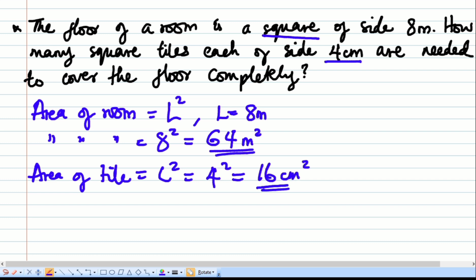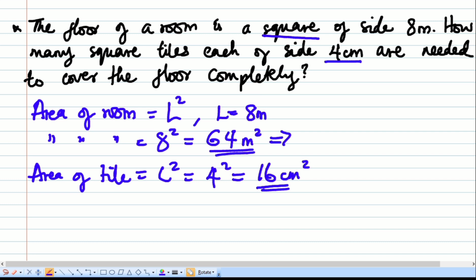For us to know how many square tiles are needed to cover the floor completely, we need to divide the area of the room by the area of the tile. We want to share the area of the room amongst these tiles to see how many tiles can completely cover the room. The only challenge is that the area of the room is in meter squared, while the area of the tile is in centimeter squared. We cannot work with 2 different units, so we need to convert one to the other. Either we convert meter squared to centimeter squared, or centimeter squared to meter squared. Let's just convert meter squared to centimeter squared.